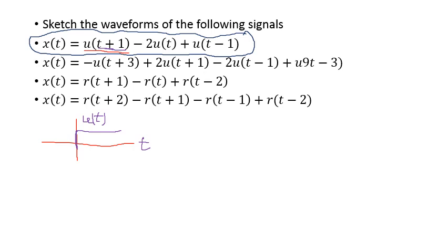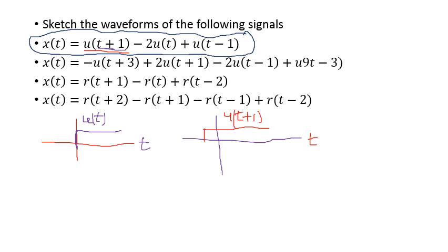So if you shift by an amount of minus 1, that means you are shifting the signal 1 unit to the left side, right? So if I plot the signal of the first term, it will be something like this. So this is your t, and this is u of t plus 1.